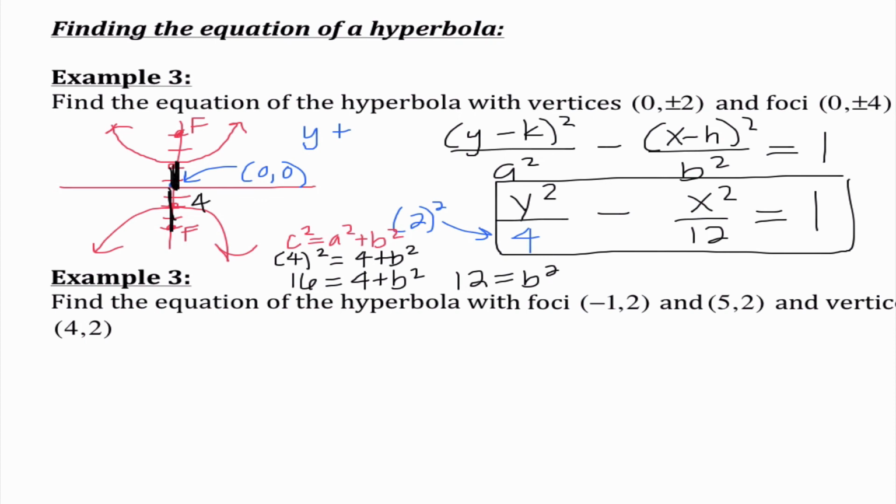So key things we needed to find here: we needed to find the center to come up with this y squared and x squared. We also needed to realize that y squared should be positive because it's going up and down. And then we had to find these two denominators. The one denominator is easy to find because of the vertices. The second one we had to do a little bit more work and use the idea of how far away the foci are from the center to help us find the other denominator.